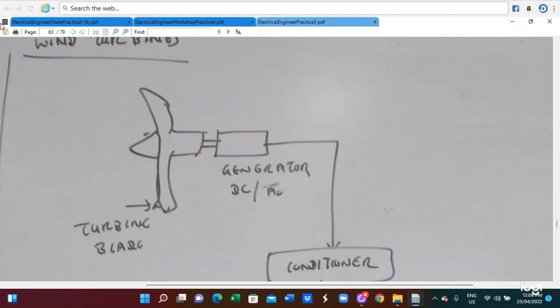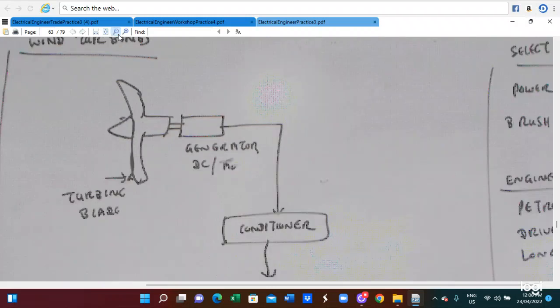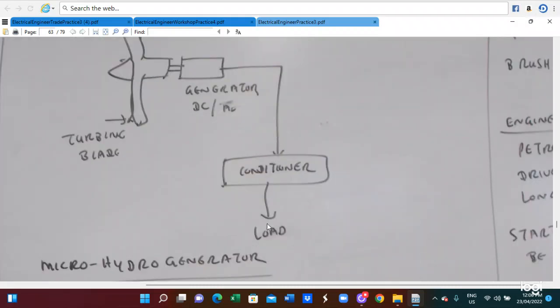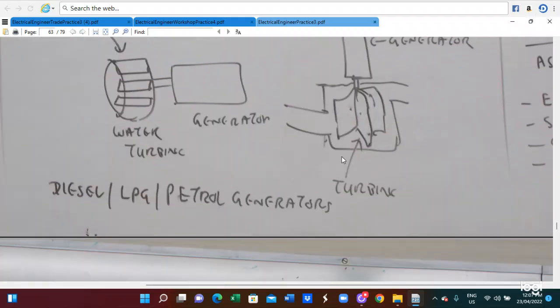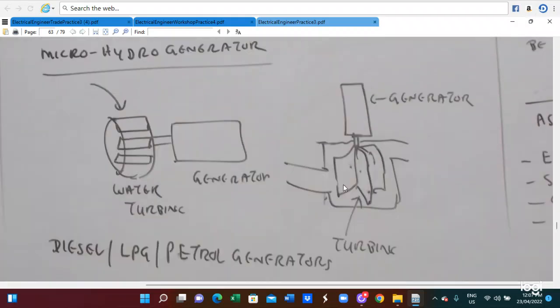The wind power supply system has a turbine blade and a generator, AC to DC. We connect to the conditioner and connect to the load. Also, we utilize a micro hydro generator system: when the water flows, water turbines drive the generator. This is the horizontal type, and this is the vertical type generator. The diesel or petrol generator is also utilized.